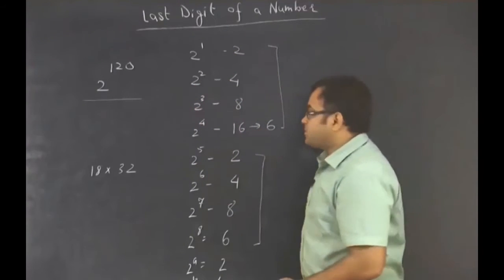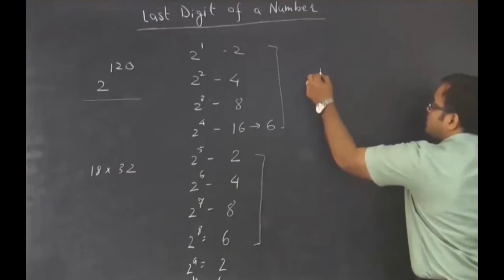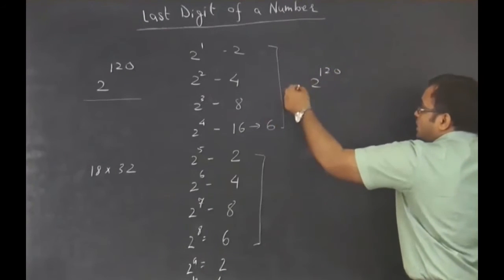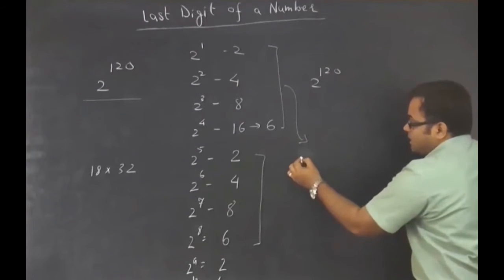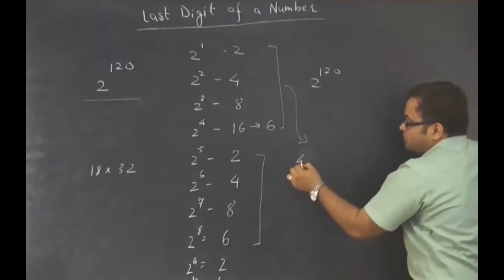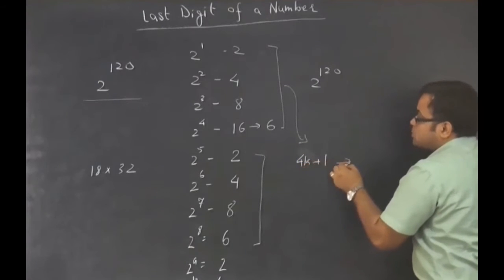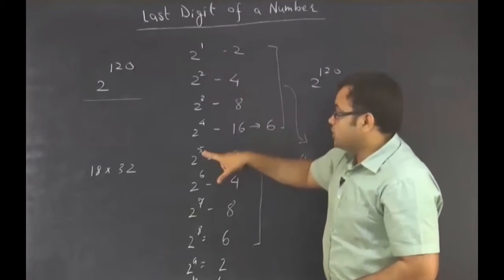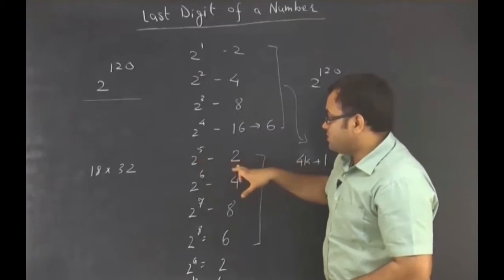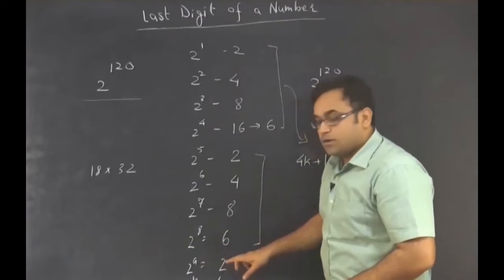Let me explain. For example, if I am looking at 2 to the power 120, alternately if I observe from here, 2 to the power 1 is of the form 4k plus 1, which will give me the last digit 2. If k is equal to 1, 4 plus 1, 5, 2 to the power 5 is again 2. 2 to the power 9 is again 2, and so on and so forth.